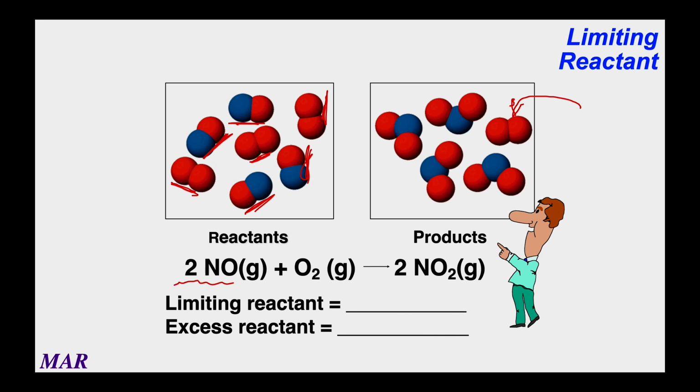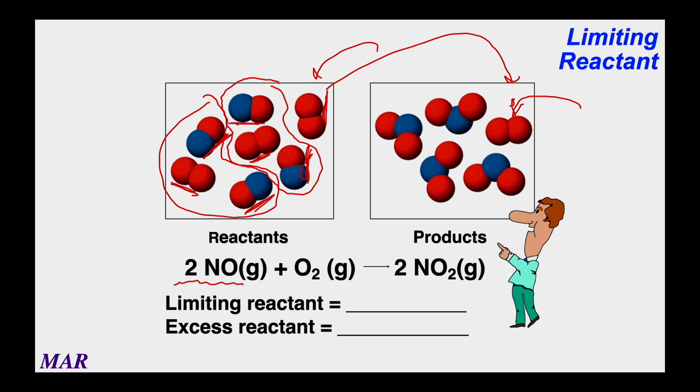You need two NOs to make two NO2s according to the balanced equation. So if you have four NOs, which we counted up earlier, you should be able to make four NO2s. But for every two NOs, you only need one O2. So you can imagine here that these two NOs need that oxygen right there, and these two NOs need the middle oxygen right there. And sure enough, there's an extra O2, and that's the one that's left on the other side.